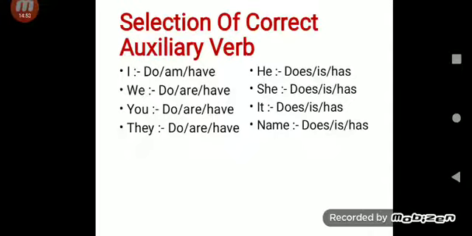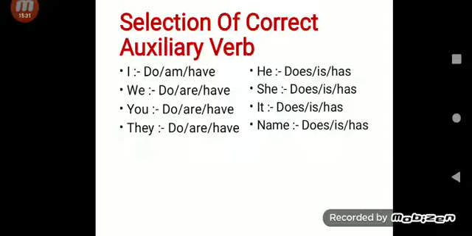If they is a subject, then you have to select do from present simple, are from present continuous, and have from present perfect or present perfect continuous. If he is a subject, then you have to select does from present simple, is from present continuous, and has from present perfect continuous or present perfect.